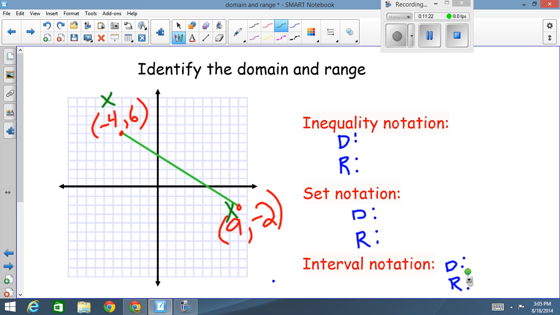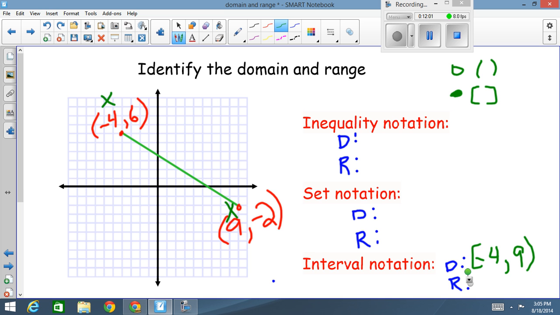Domain are my x values. And it looks to me like the very leftmost point for this is -4. Let me take this parentheses off. We'll determine that in a minute. So my very leftmost point is -4. It goes up to a +9. Those are my x values. If it's an open circle, I'm going to use parentheses. If it's a closed circle or closed point, I'm going to use brackets. Well, it's closed at the -4 and it's open at the 9.